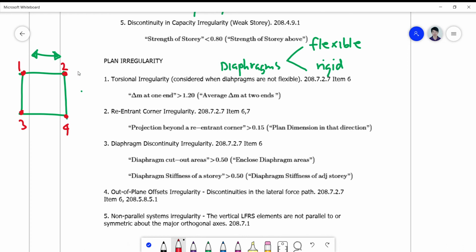So you have to check delta 2 and delta 4. Delta 2 must not be greater than 1.20 of the average of delta 2 plus delta 4, divided by, okay, take the average, you divide it by 2. So if this is satisfied, then you have a torsional irregularity. If this is not satisfied, then you don't have a torsional irregularity. So that's how you configure your setup.